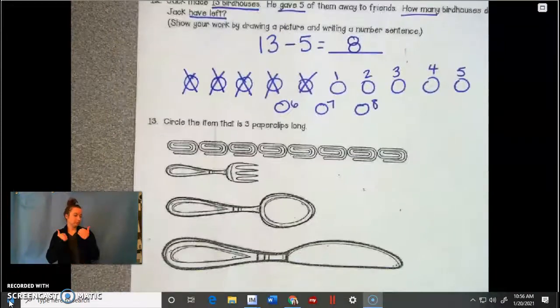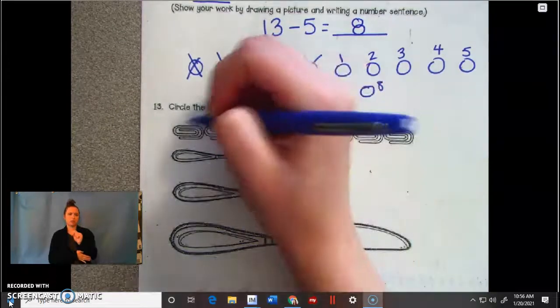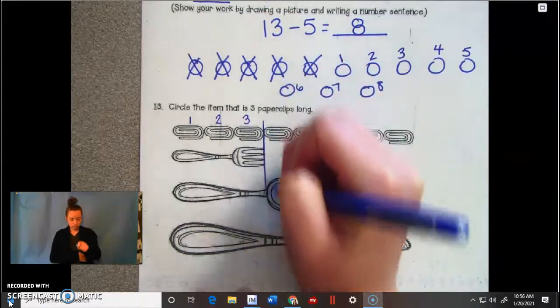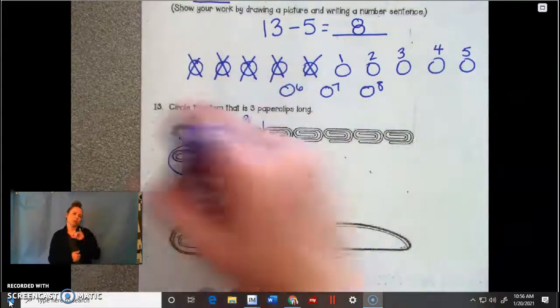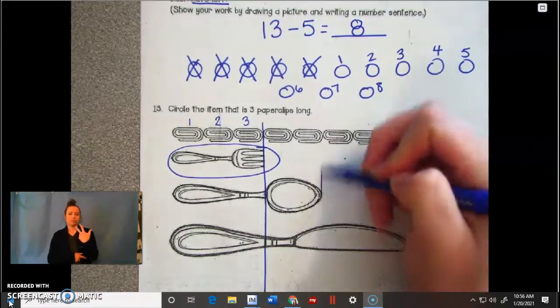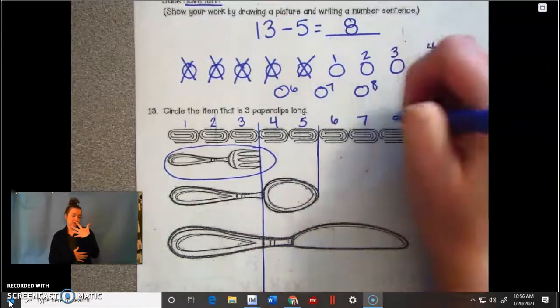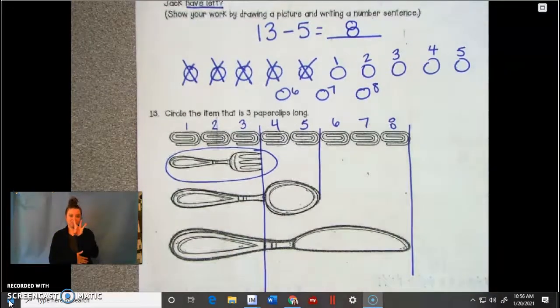All right, last one. Circle the item that is 3 paper clips long. Well, I need to find where 3 paper clips is. 1, 2, 3. And I'm going to draw a line all the way down. Which object touches that line but doesn't keep going? The fork. So we know the fork is 3 paper clips long. My spoon keeps going till 5 paper clips. And my knife is the longest, and he goes until 8 paper clips.